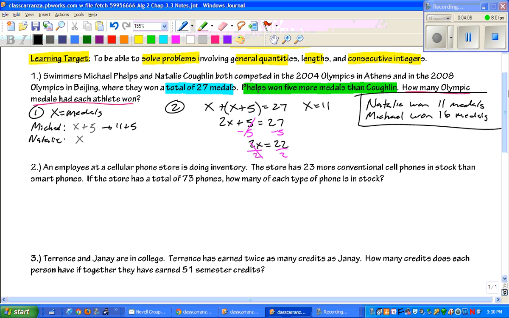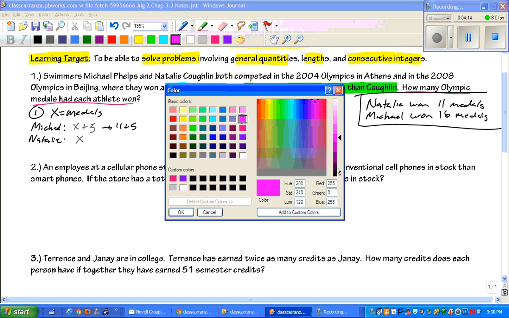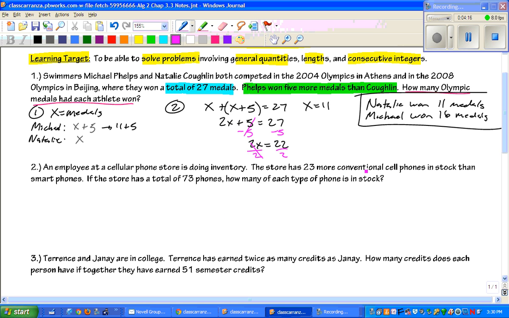Let's look at 2. An employee at a cellular phone store is doing inventory. The store has, whoa, what's going on here? Cancel that. All right, so the store has 23 more conventional cell phones than smartphones. If the store has a total of 73 phones, how many of each type do they have?